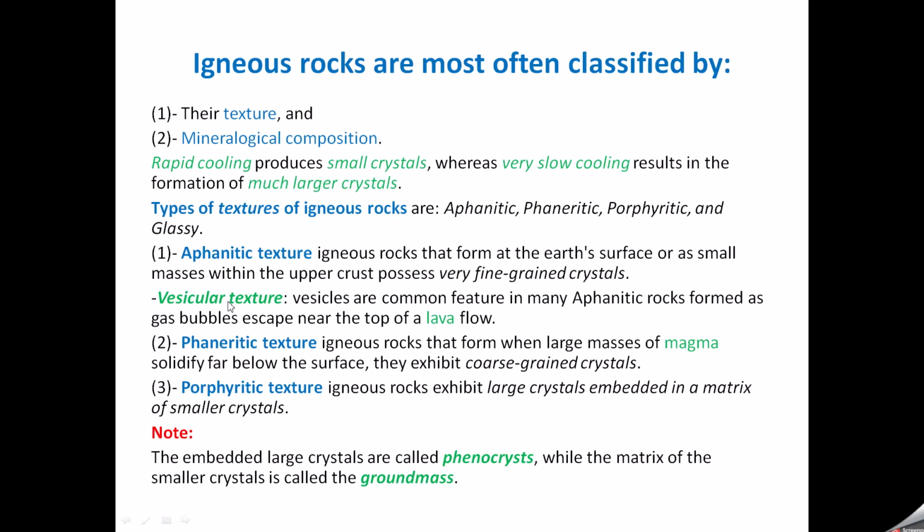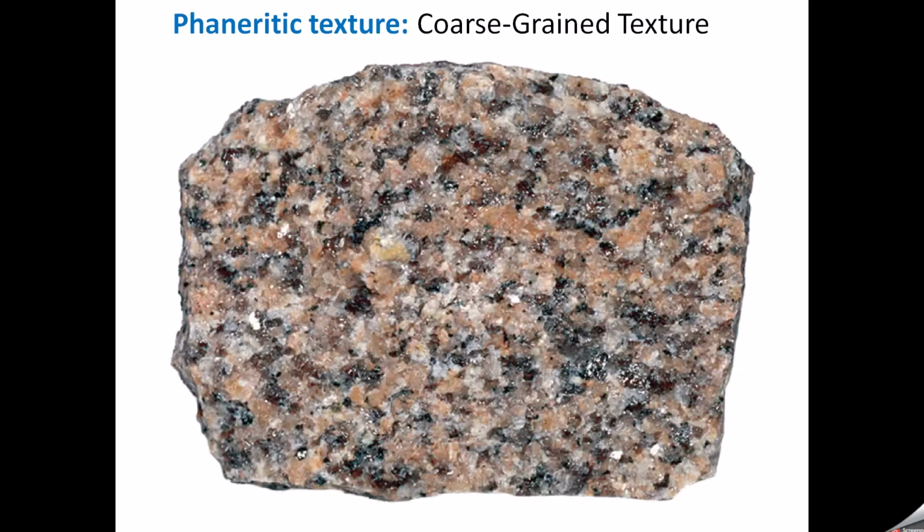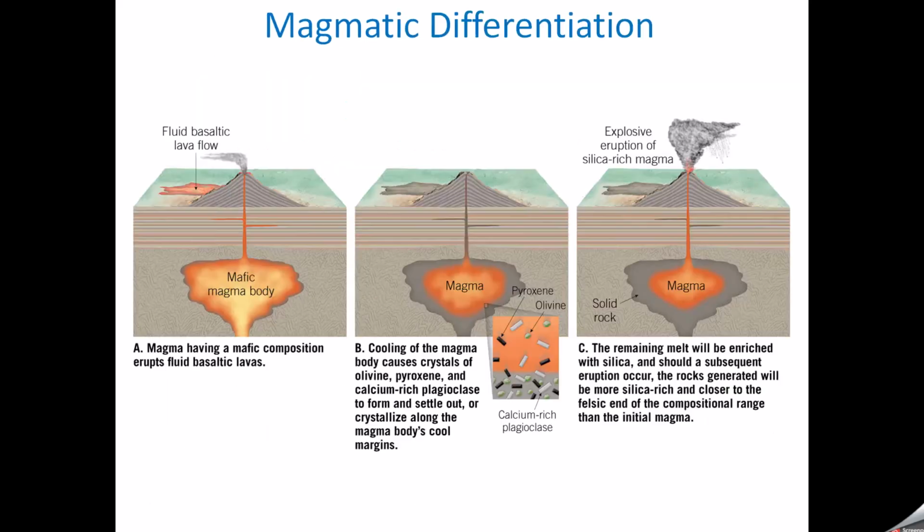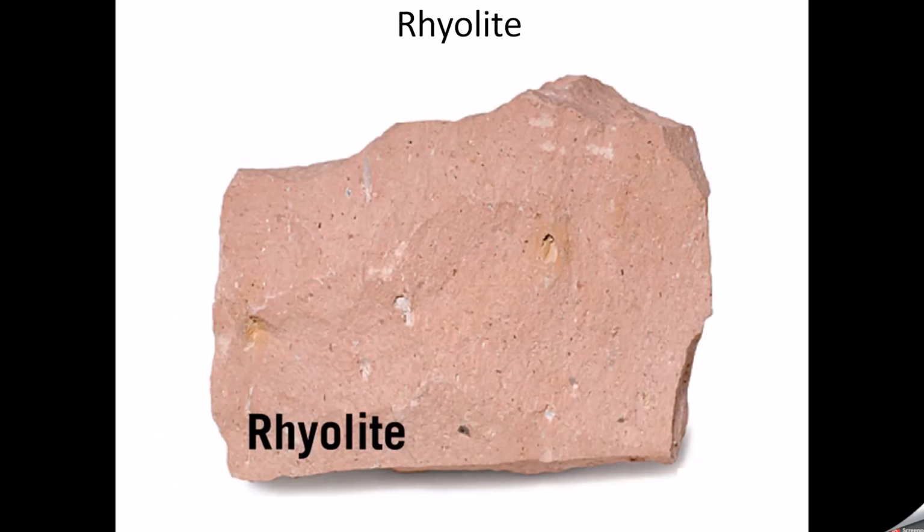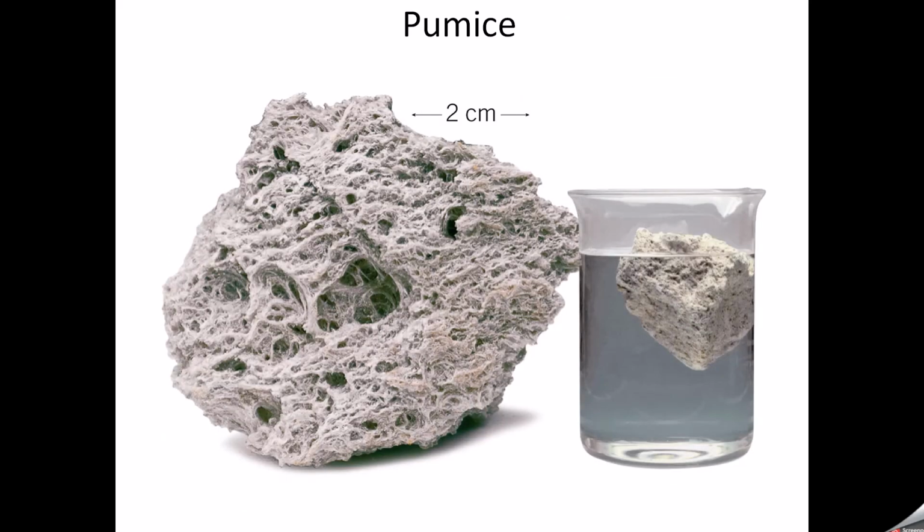Now we have vesicular texture. Vesicles are common features in many aphanitic rocks, formed as gas bubbles escape near the top of a lava flow. So the vesicular texture comes from the escape of gas bubbles. Here, do we have vesicular texture? Yes, we have vesicular texture here. This is pumice.